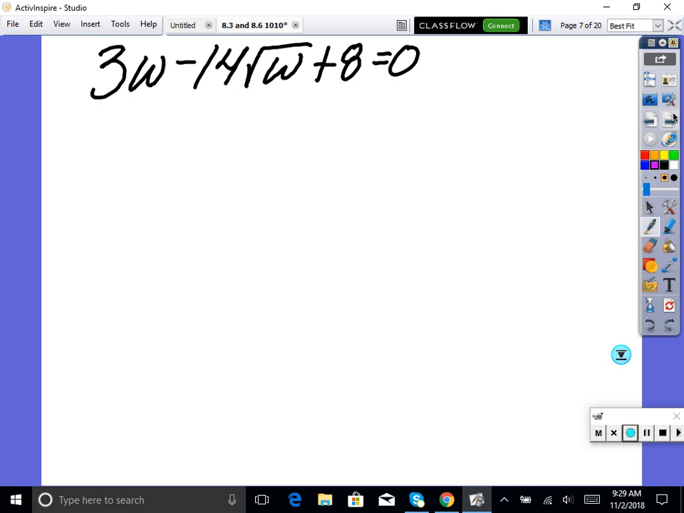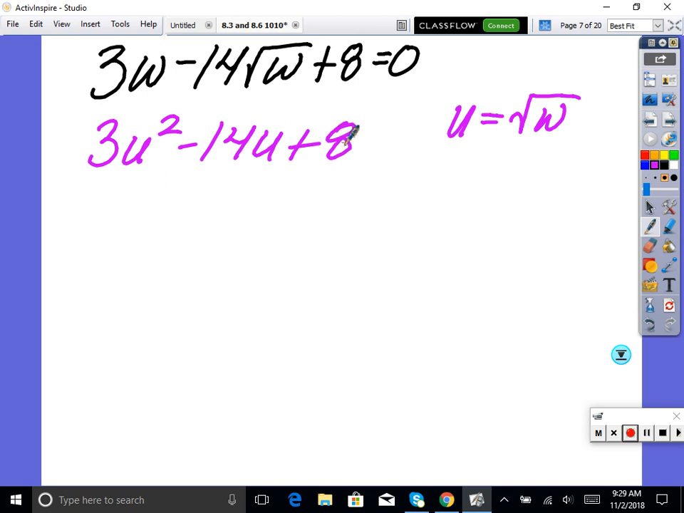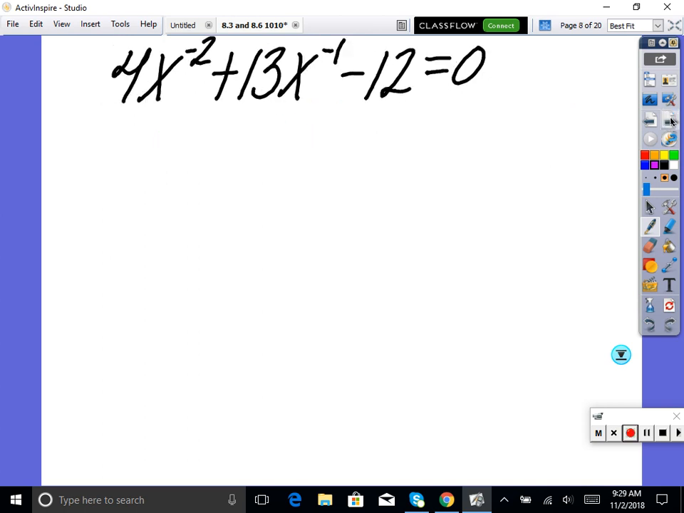I won't go through this one if you can tell me what the u substitution is. u is equal to what? Square root of w, so then this would have just been 3u squared minus 14u plus 8, right? Same thing. Okay, awesome. All right, let's look at this one. What would my u substitution be?